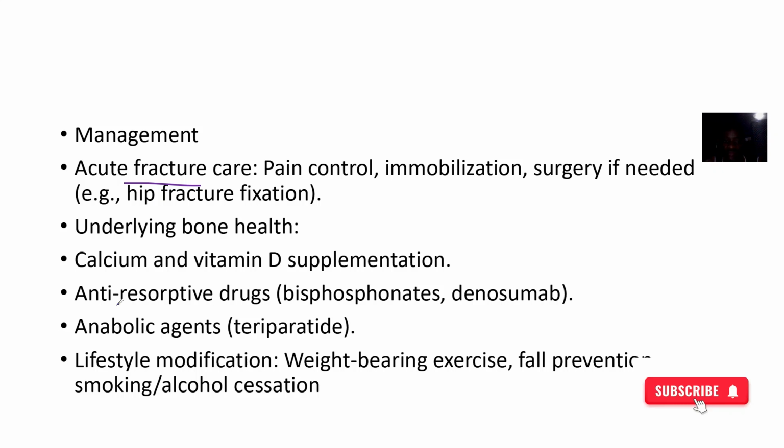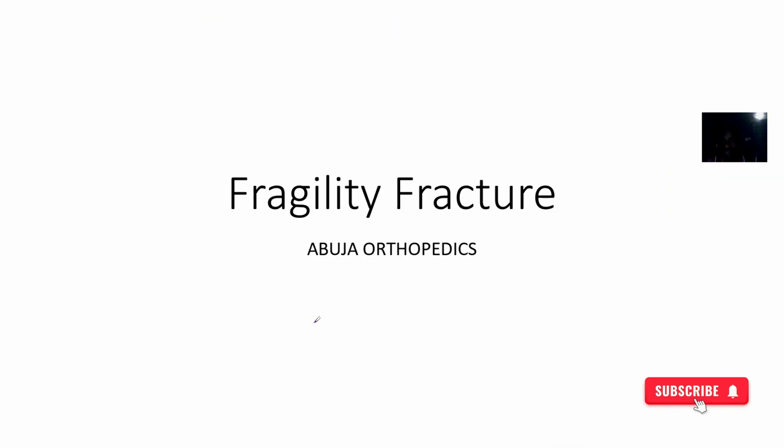Okay, then also anti-resorptive drugs, such as bisphosphonates and denosumab, anabolic agents, then lifestyle modifications, like you reduce the weight you are bearing. If the person is obese, they should lose weight. If they take alcohol, they should stop. If they smoke, they should stop. So that's what we got for the fragility fractures.